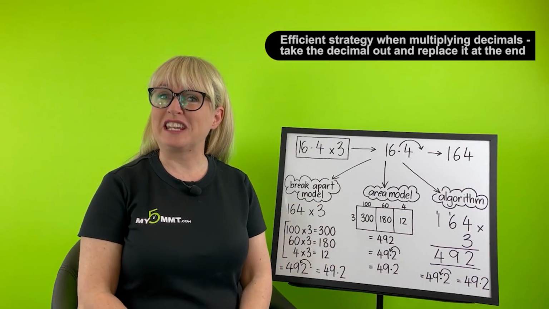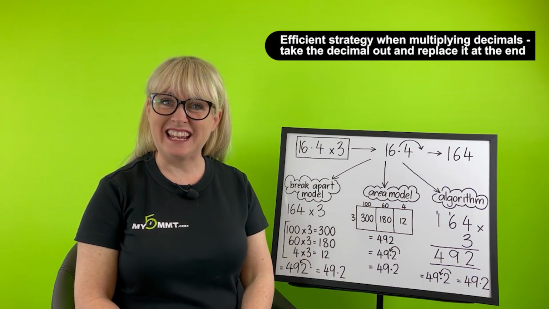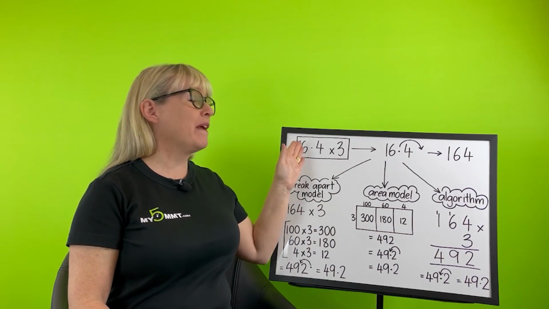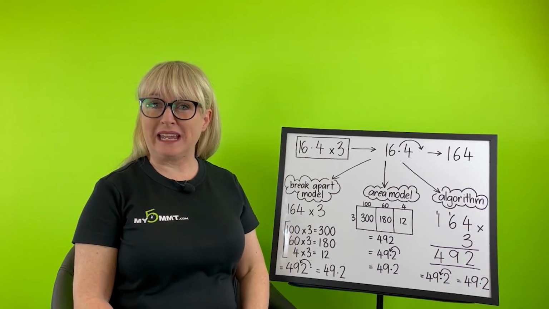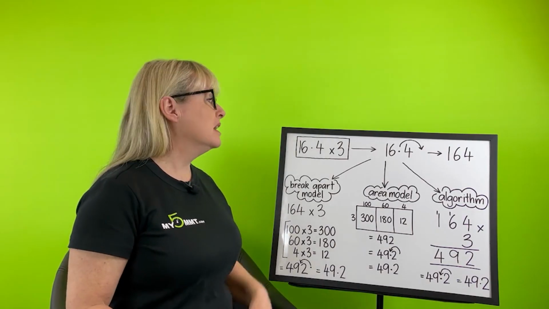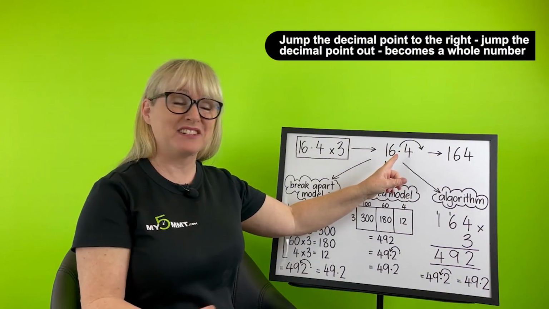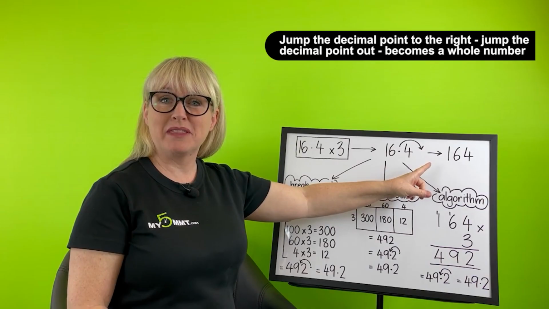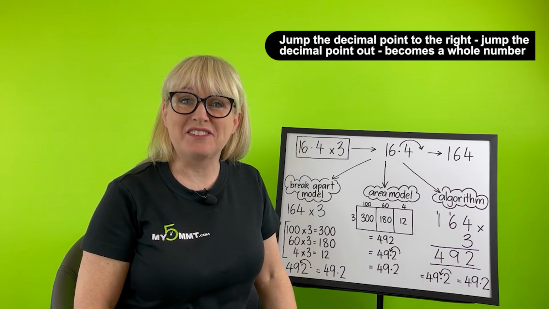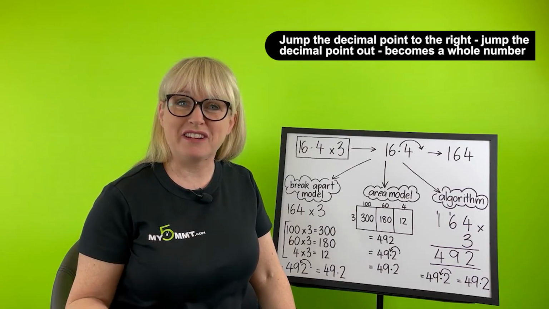So an efficient strategy is to actually take the decimal point out and put it back in at the end. It looks like this. If I had a decimal of 16.4, multiplying by 3, I want to do this multiplication question as efficiently as possible. So what I do is I jump my decimal point to the right. I'm jumping it out. I move it over the last number there, which is 0.4, and then I've got a decimal-free number of 164. I can use that whole number now to multiply very easily.